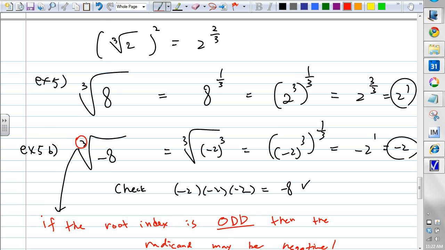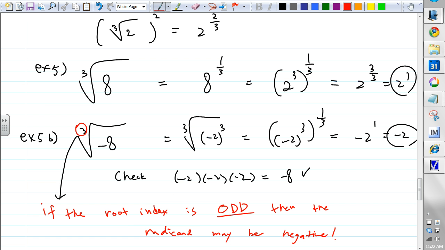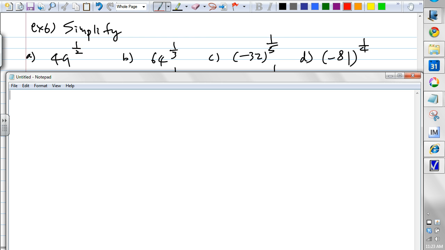You understand? So guys, if the root index is even, you write not a real number. That's what you write. Does that make sense, guys? Very good. Go ahead and try these examples. We got 1, 2, 3, 4 of them. Everybody try. Go ahead. I'll give you some time.